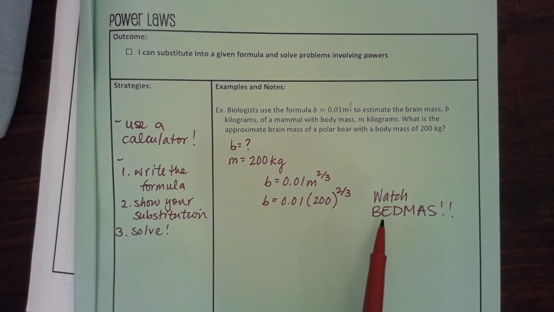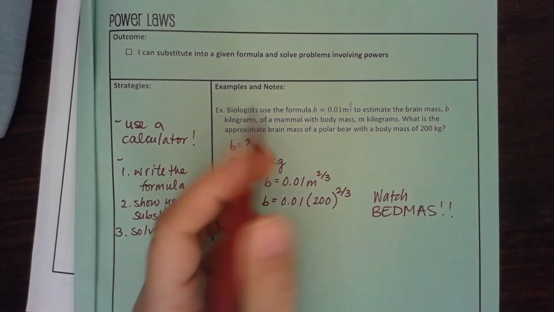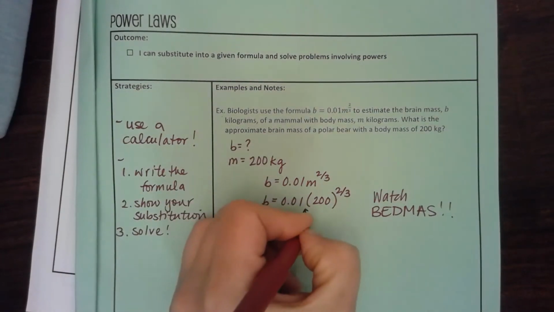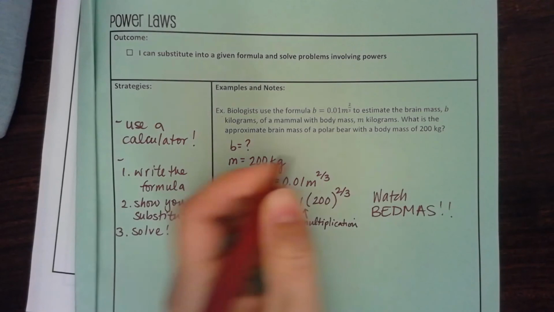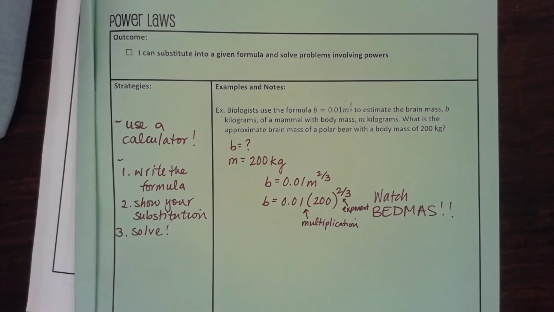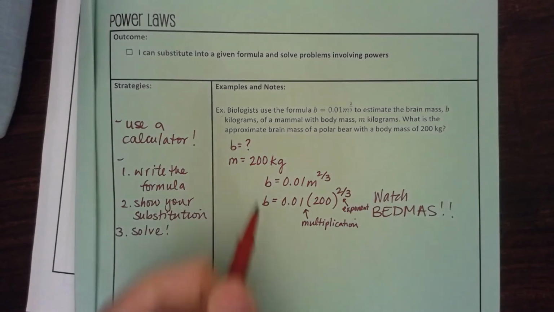E stands for exponent. So what I need to do is 200 to the power of 2/3 before I do this multiplication, right? So this is multiplication, and that's my exponent. Okay, so I want to do the exponent first. I want to do 200 to the power of 2/3 first, and then multiply it by 0.01.